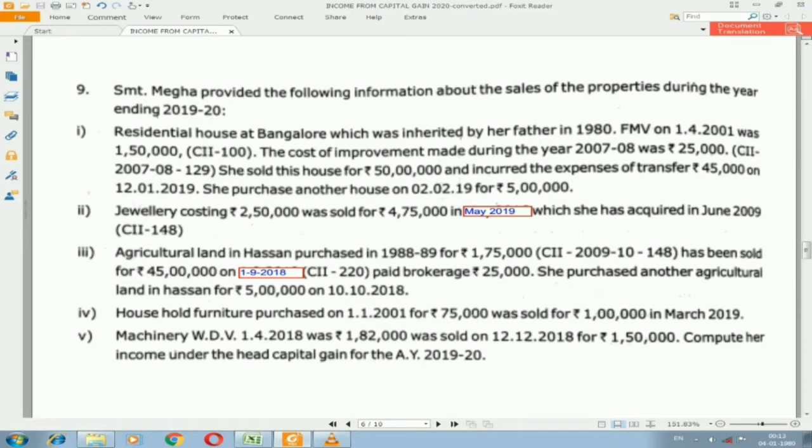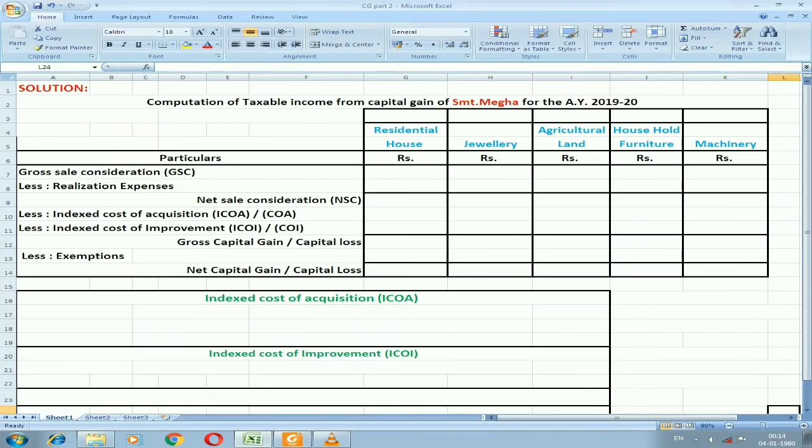So in this illustration we have 5 assets, and the taxpayer is Srimati Megha. The first asset is a residential house, second we have jewellery, third agricultural land, fourth household furniture, and fifth machinery. These 5 assets we need to take, and we need to make columns for each asset. As you can see here, I have given the heading and also 5 asset columns, in the format which I have entered in a similar manner.